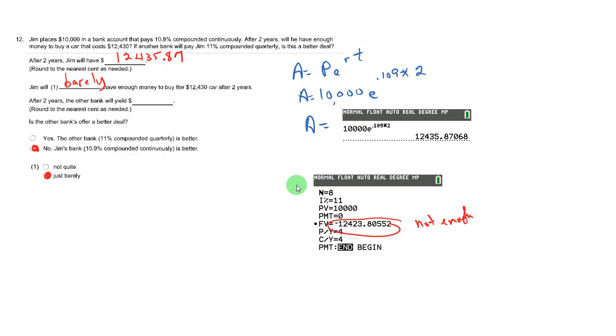11% is the interest rate for this one. Present value is 10,000. PY and CY are quarterly, so that's a 4. And you solve on FV, that's 12,423, and here's 12,435. So this one isn't enough money to buy the $12,434 car. This one is. So Jim's bank is better than the other bank, just barely.